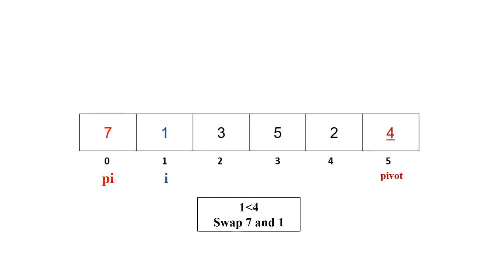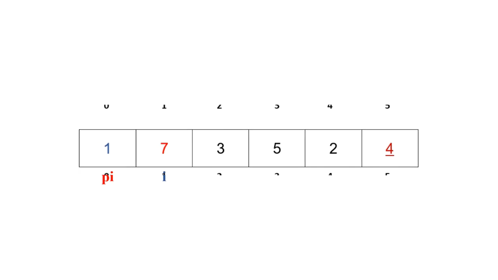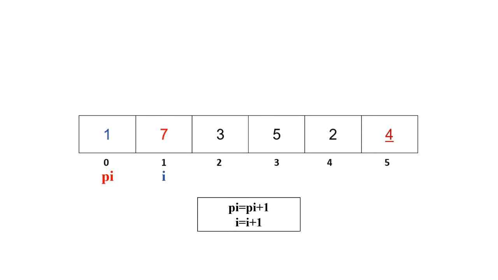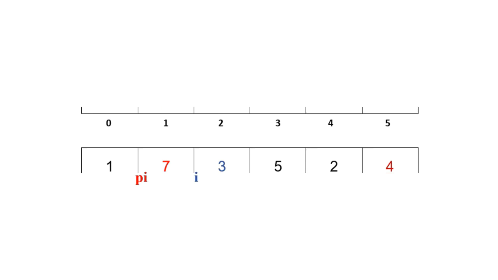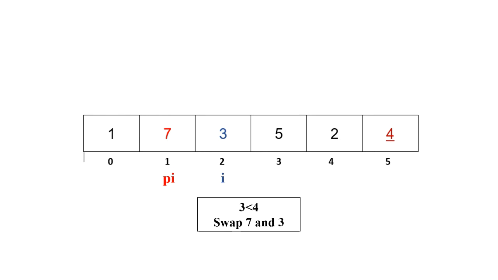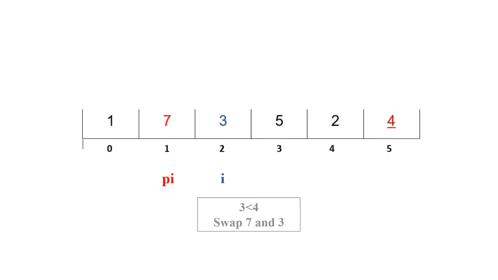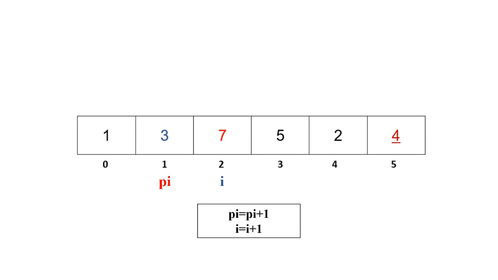On comparison with the pivot element, the value 1 is less than 4, so we can swap the values in pi and I. We need to increment both pi and I to make a comparison with the next element. On comparison with the pivot element, the value in the array index I, that is 3, is less than 4. So we can swap the values, and increment pi and I to switch to the next element.